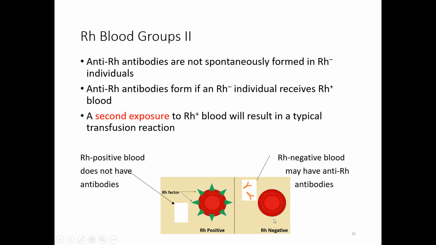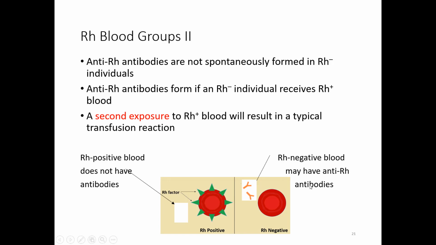So what about antibodies? People who are Rh positive do not have any antibodies against Rh factor in their blood. What about people who are Rh negative? They may or may not have anti-Rh antibodies. If they do have, it means they cannot receive a transfusion of Rh positive blood, because those blood cells transfused to them will be attacked by their antibodies. That would be a transfusion reaction.